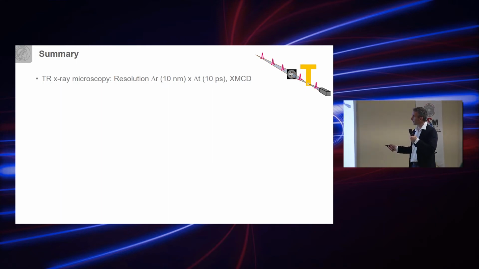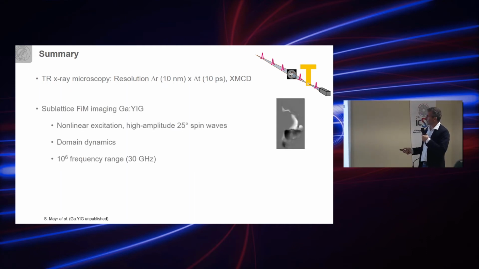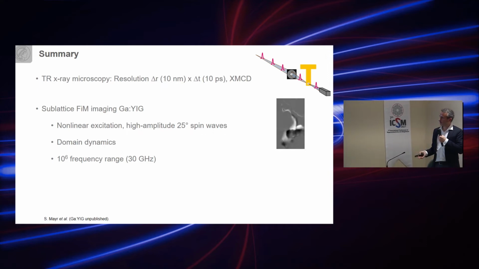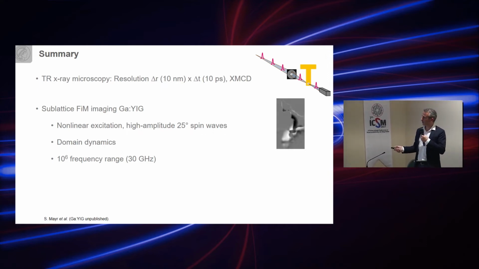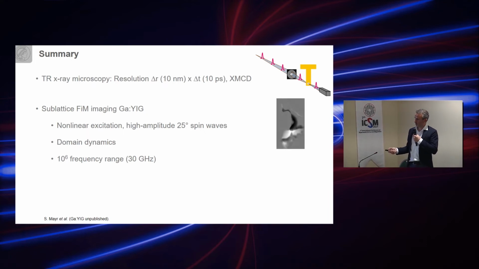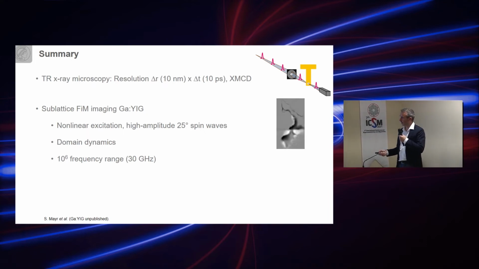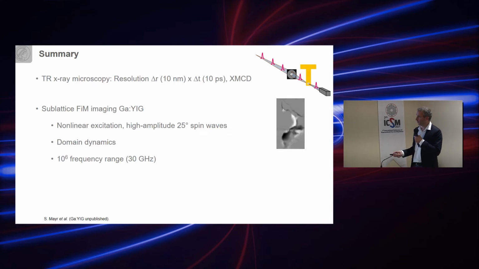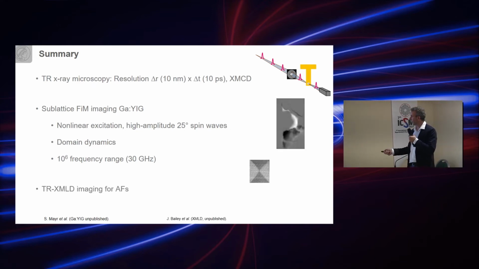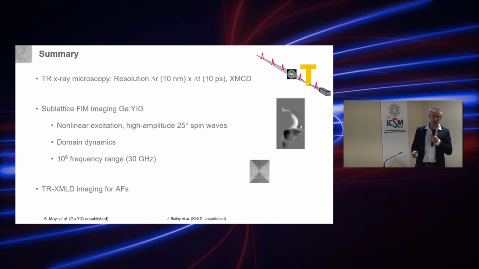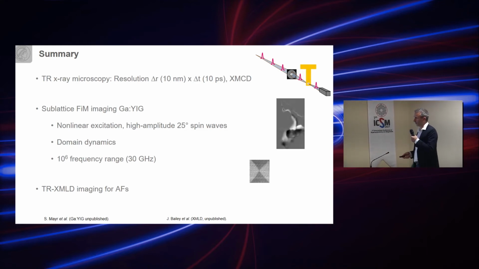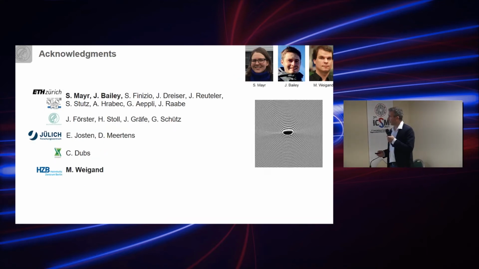So in summary, I've shown you that X-ray microscopy can be used to image magnetization dynamics and spin waves with this combined resolution using XMCD. We can use it for imaging of ferrimagnets with very strong signals still. There's this high amplitude spin wave excitation, domain dynamics, and also we can cover a really wide range of frequencies right now. And XMLD imaging could be used for time-resolved imaging of antiferromagnets.